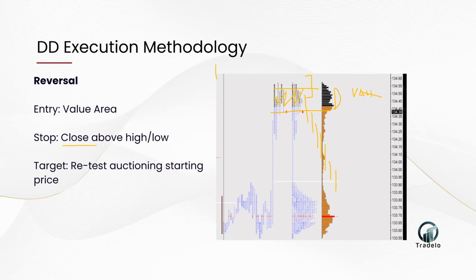And then in terms of the target, what we're looking to do is see the market retest the starting point of the trigger. In other words, where did that trigger occur in the German Bunds? We can see it occurred down at 133.85. That's the point at which the buyers initiated the auction process. So that's what we're targeting.